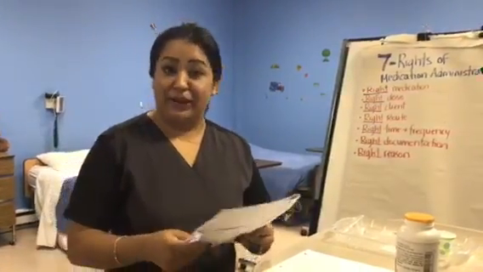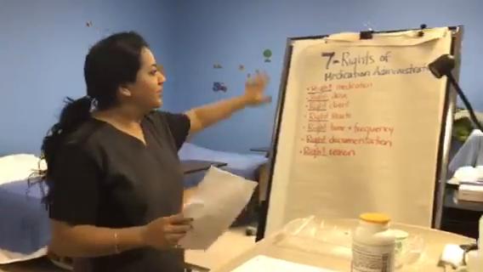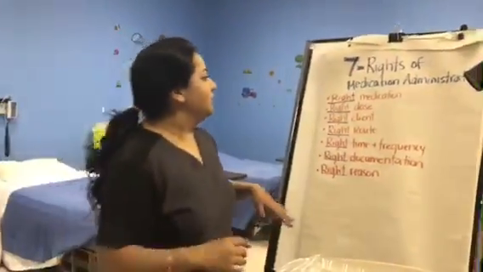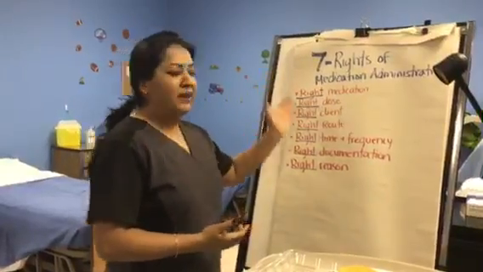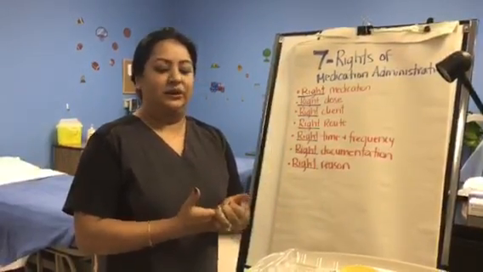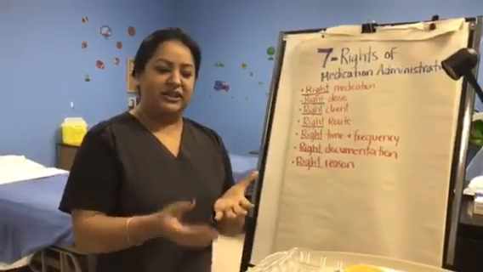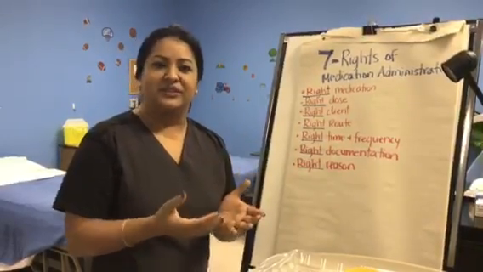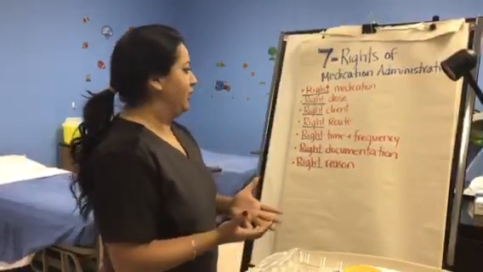So as mandated by CARNA, these are the 7 rights of medication administration that will guide your practice. So let's review these together. The first one, the right medication. So this involves you looking at the MAR and the label of the medication. Is the name spelled correctly? Are they identical? Is it the right medication that you intend to give the patient that day, right now?